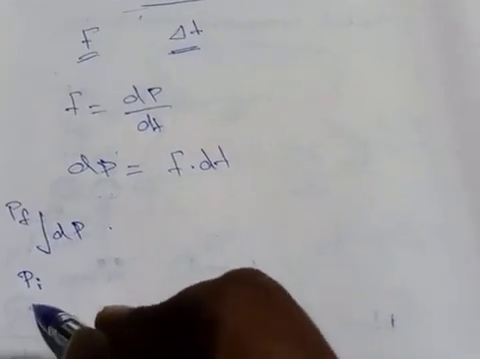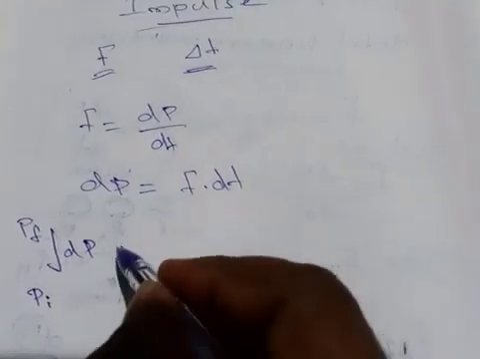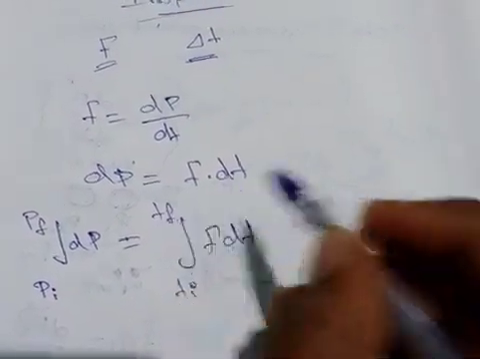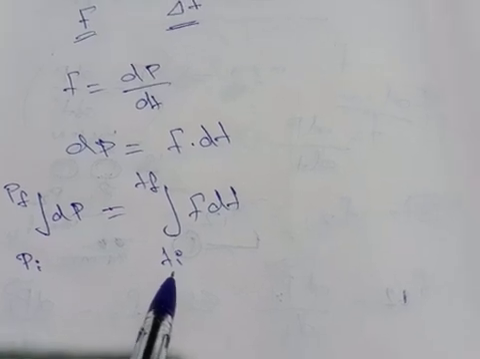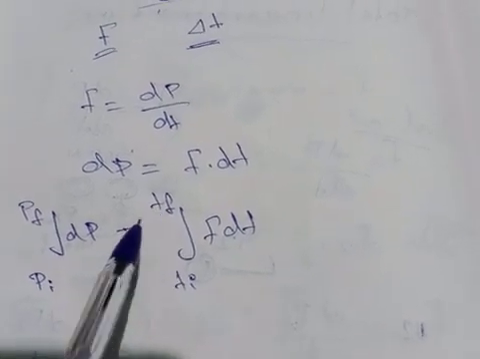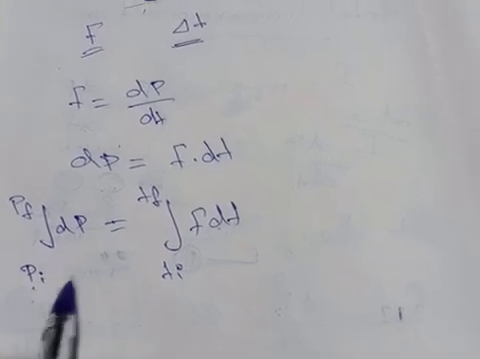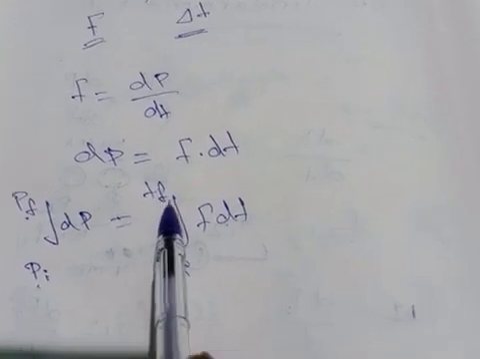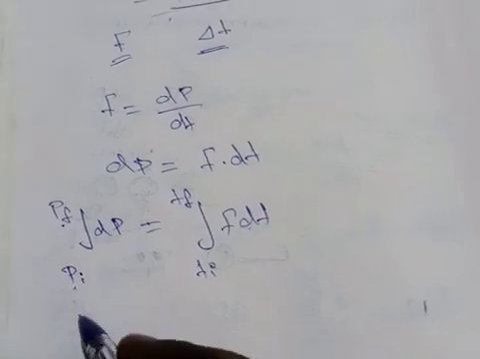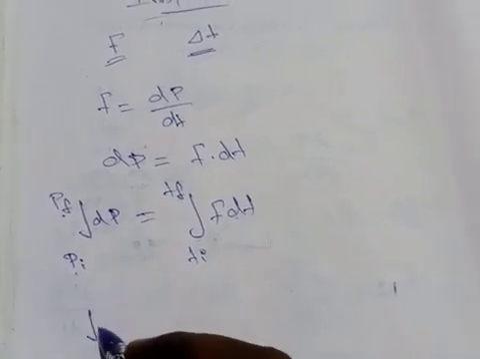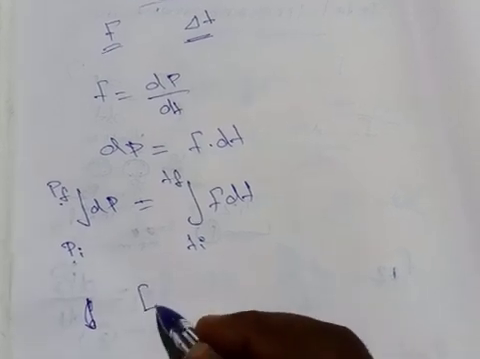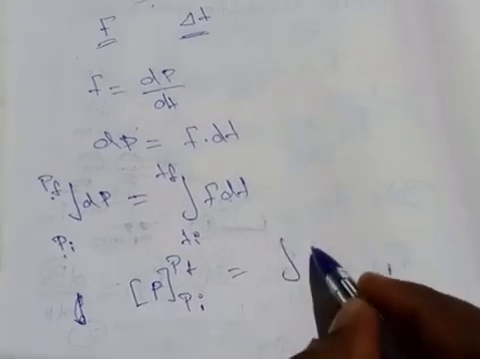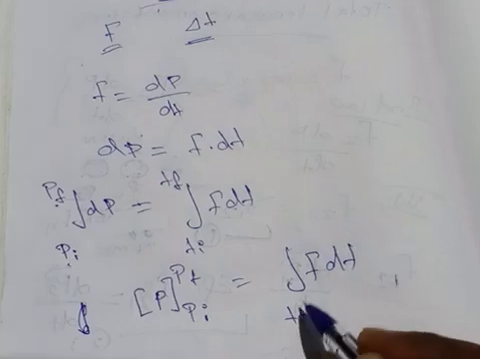Here Pi means the initial momentum of the object at time Ti, and Pf means the final momentum of the object at time Tf. Ti is the initial time and Tf is the final time. Now if we integrate this equation, the integration of dp gives us P. So the integral of dp from Pi to Pf is equal to the integral of F dt from Ti to Tf.